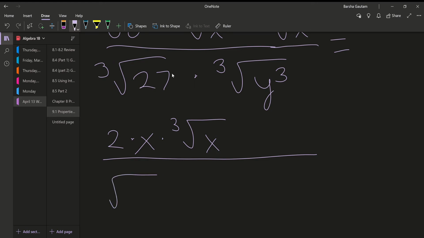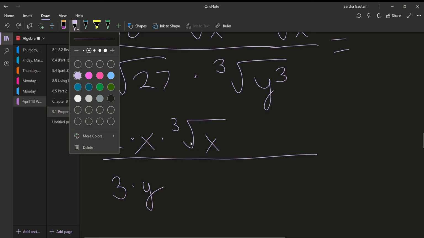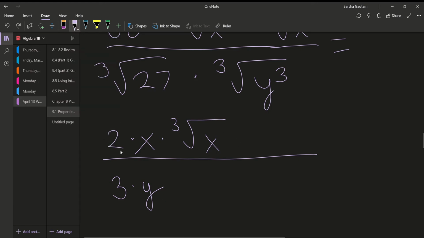So then this simplifies to what? Let's see. 2 to the power of 3? No. 2 to the power of 3 is 8. 3 to the power of 3 is 27. So now we can write 3 out here. And then this simplifies to just y. And now, let me erase this. So this is going to be our final answer.